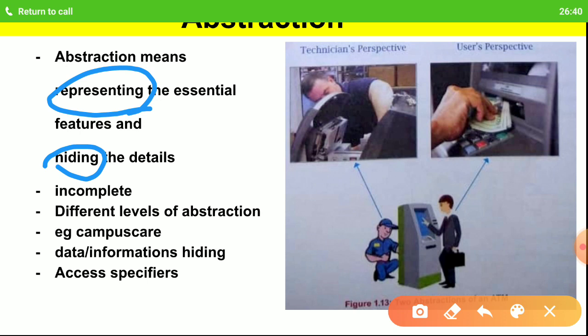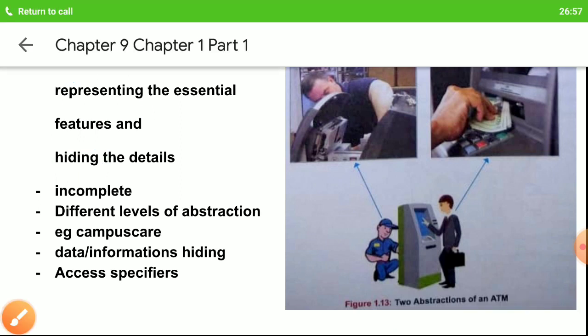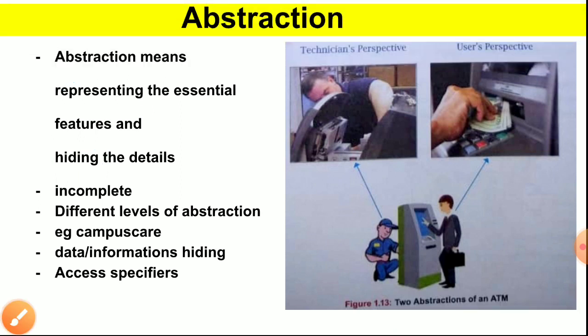One is representing and the other one is hiding, or I can say showing and hiding. Okay, you are showing something and you are hiding something. That is known as abstraction. So abstraction means incomplete. Okay, in simple words, abstraction means incomplete.